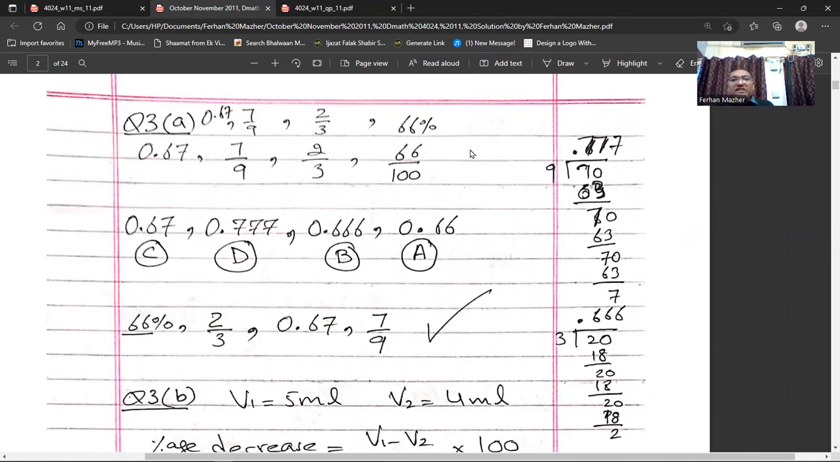Now the smallest of these is this one. So I put A here. Then we have this one, that's the B. Then this one, this is C. And then this one, this is the D.